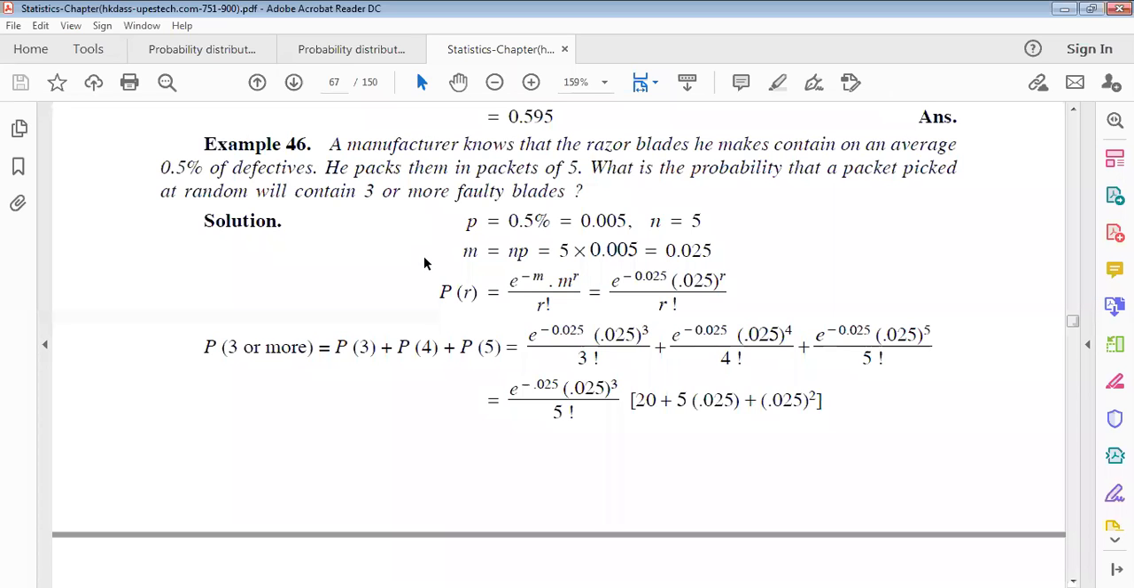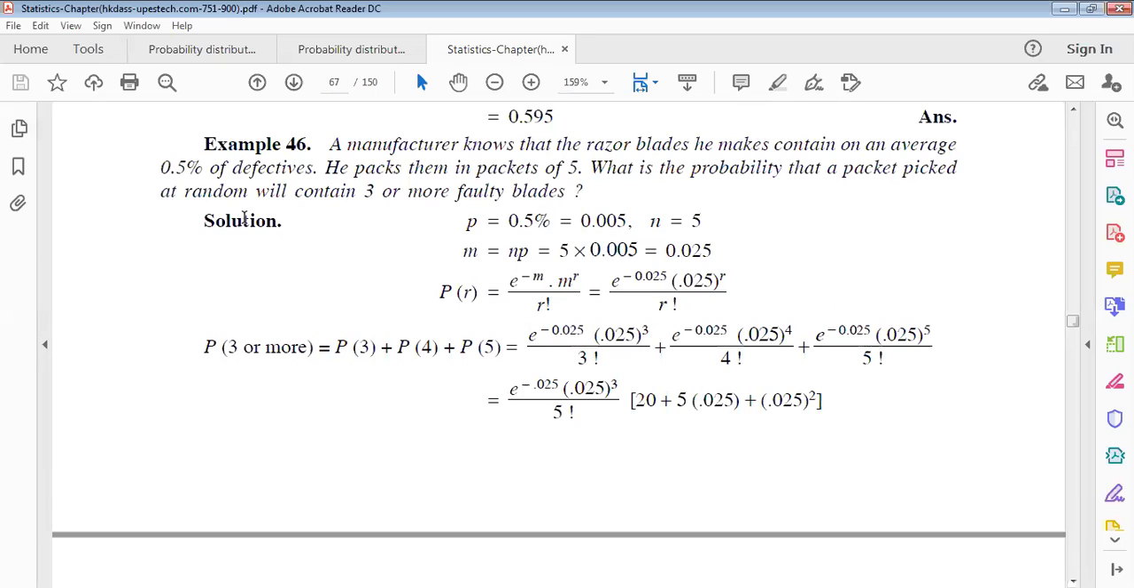Now next example, 46. A manufacturer knows that razor blades he makes contain an average 0.5% of defectives. The manufacturer of razor blades packs them in packets of 5. That means n equals 5. What is the probability that a packet picked at random will contain 3 or more faulty blades? Faulty blades means defective. So probability is 0.5%, that means 0.005 after dividing by 100. Total number in a pack: 5. So mean m equals np, which is 0.025. Now we know the probability density function for the Poisson distribution: e to the power minus m into m to the power r over r factorial. Just putting the value of m, we get this.